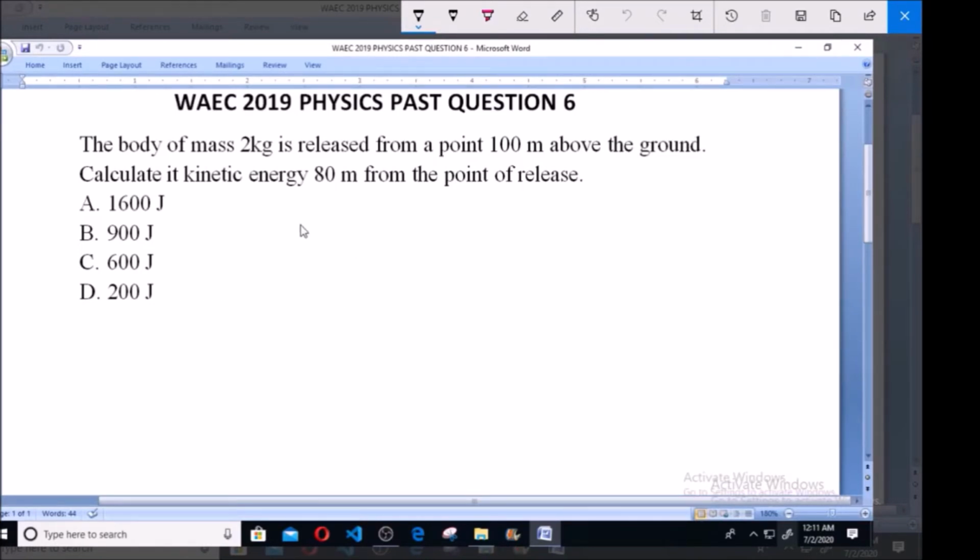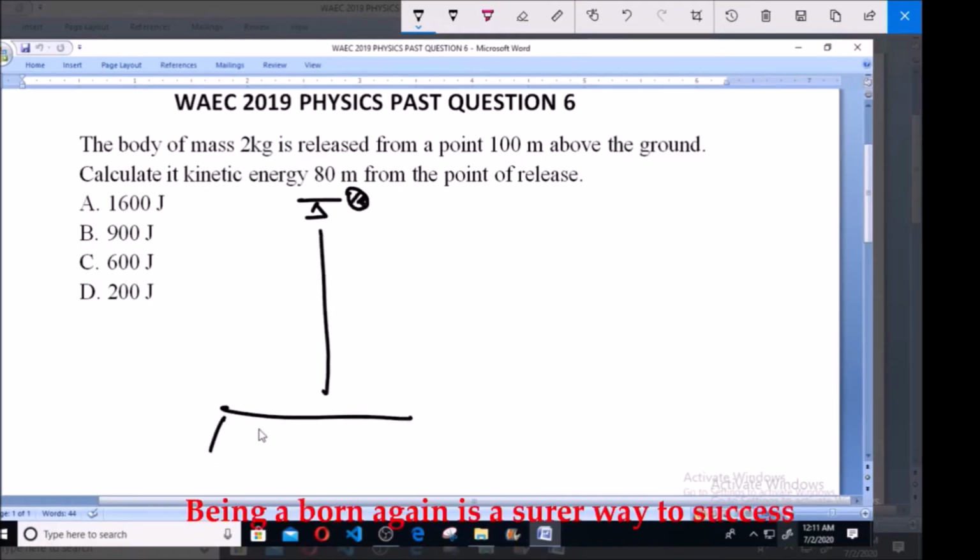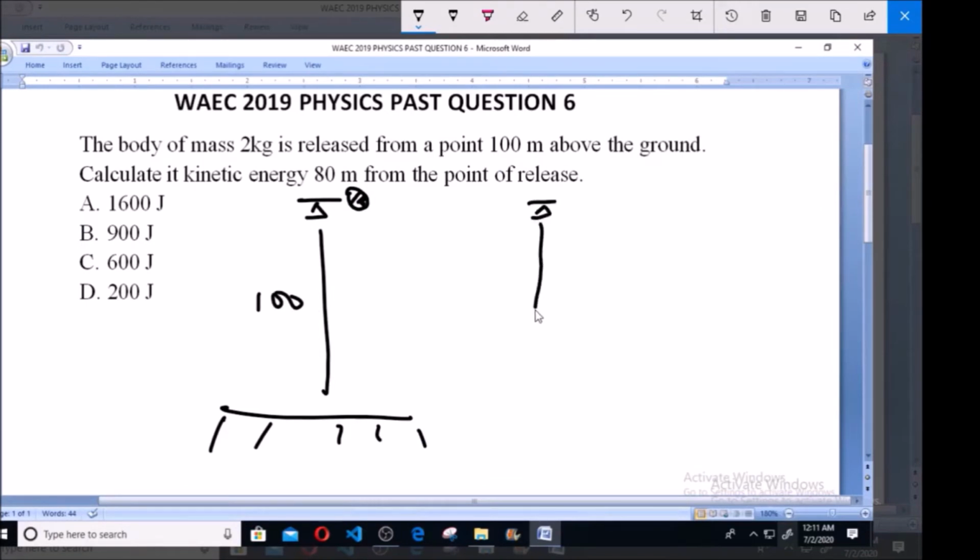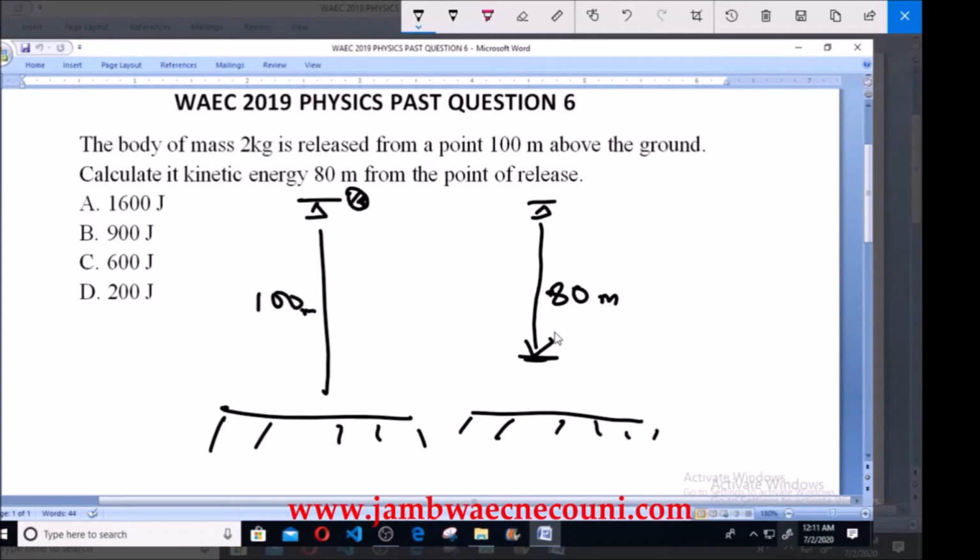Now for us to understand it, we need to make this sketch. This body, say a ball like this, is released from here to the ground at a height of 100. Now you are told that this body has actually traveled up to 80 meters. Now, you are expected to find the kinetic energy when it has reached 80 meters, not the total 100 meters.